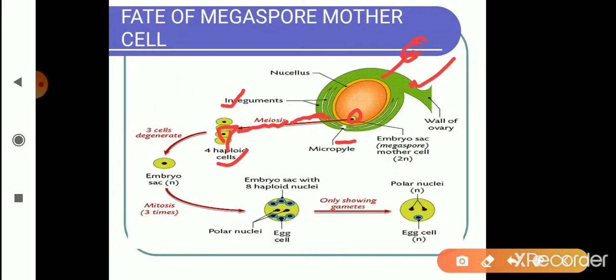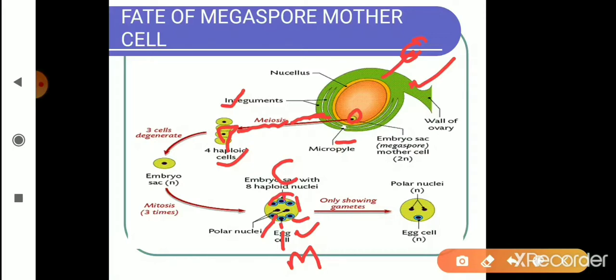Out of these 8 nuclei, 3 lie at the micropylar end. This is the micropylar end and this is the chalazial end. So at the micropylar end, 3 cells are called the egg apparatus. Out of these 3 cells, the central cell is called the egg cell. This is the egg cell and the 2 supporting cells, one here and one here, are called synergid cells. At the opposite end, the chalazial end, 3 cells are known as antipodal cells.